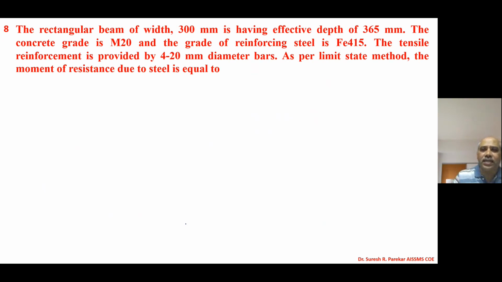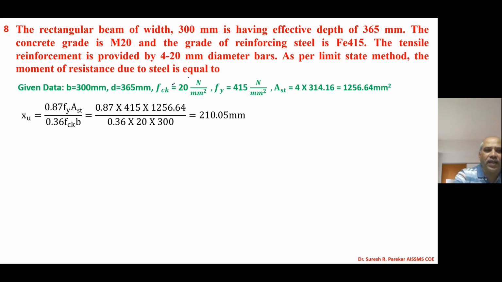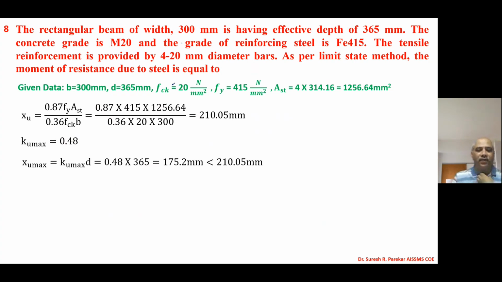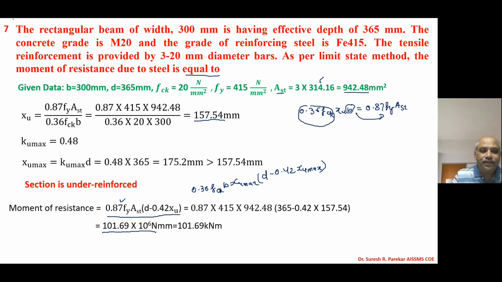Then we have a rectangular section and we are again interested in the moment of resistance due to steel. So we have the same problem. Now in this we have Xu as 10.05 millimeters. Now the same we have used, that is 0.36 fck Xu into b equal to 0.87 fy Ast. Now here you have to keep in mind, this is most important.